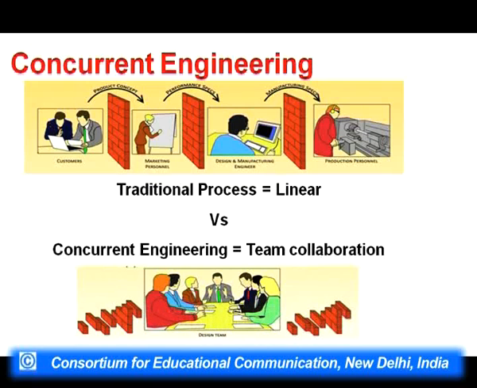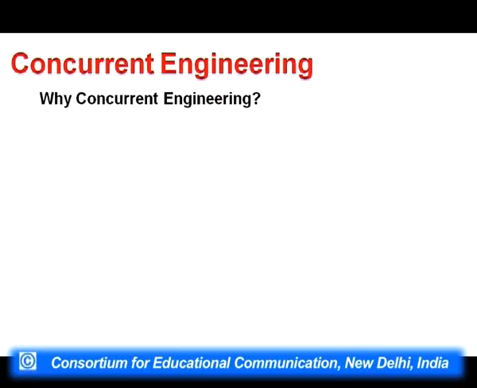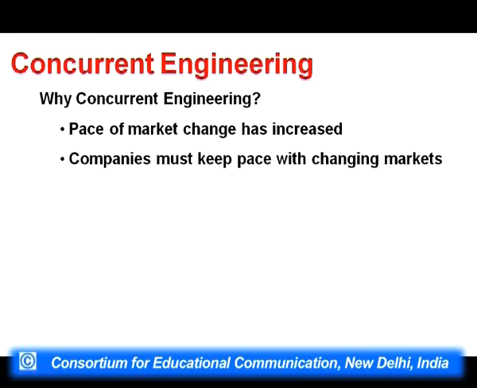So, it is a long process, but when we talk about concurrent engineering, all these people sit together and design the product as teamwork, as a team collaboration. When we say concurrent engineering, it is a team collaboration and the time is saved. Why concurrent engineering now? Because the pace of market change has increased, we do not have time to waste. So, everything is done simultaneously and the time is saved.